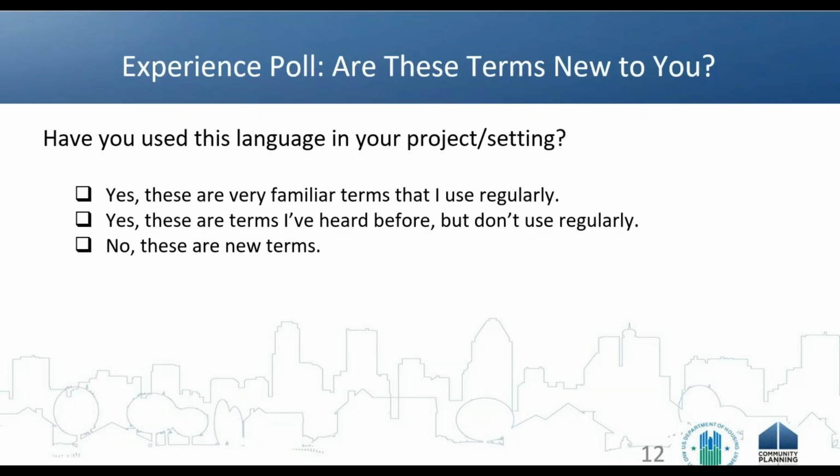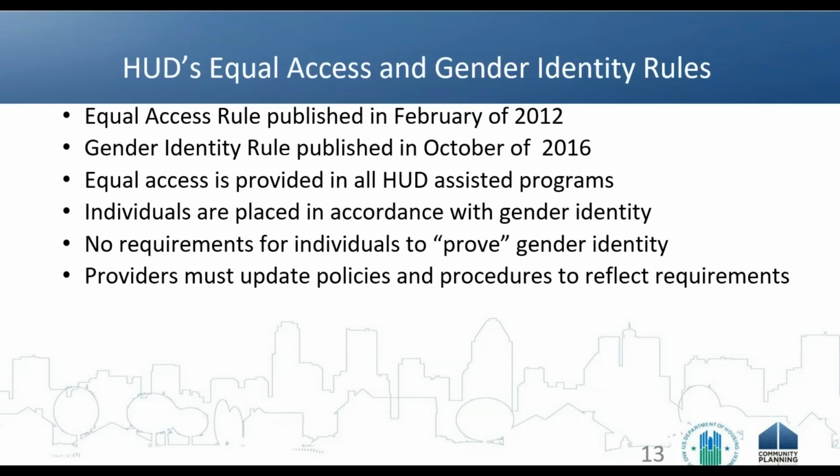Abby, can I turn it over to you now that we've done the language stuff and you can dive into the rule? Yes, definitely. Thank you.